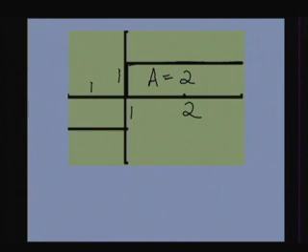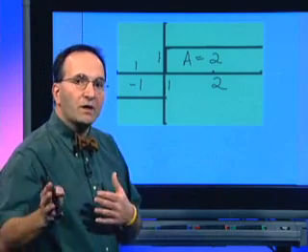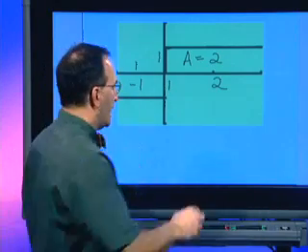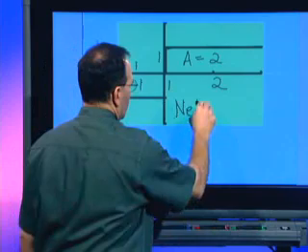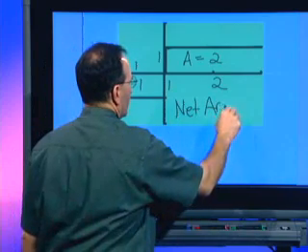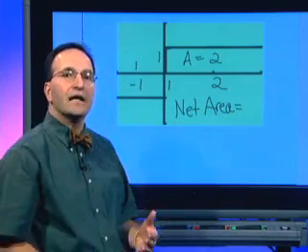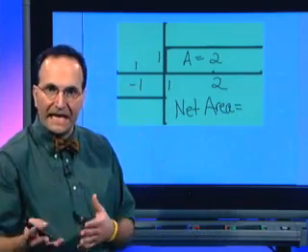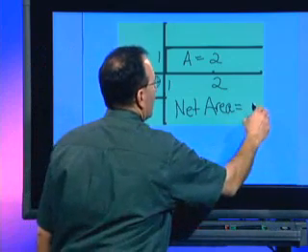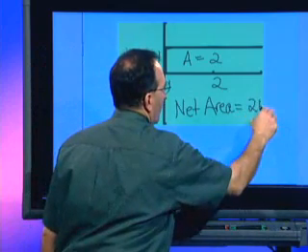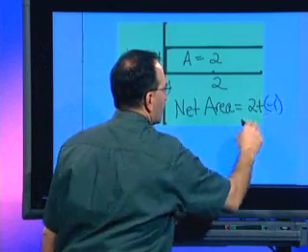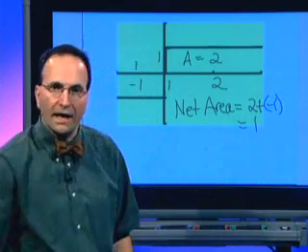And the area of this one, we're going to say is negative 1 because it's below the curve. So when we look at the net area, and it's important to use that word net area because that implies that we're allowing the possibility of negative areas, the net area is 2 plus minus 1, which is, of course, equal to 1.